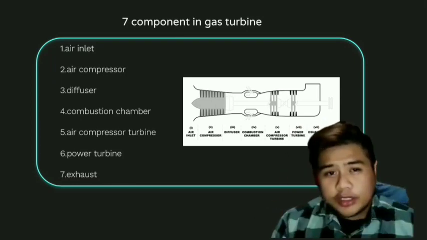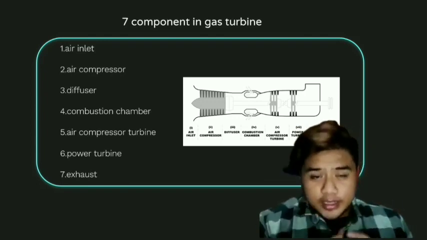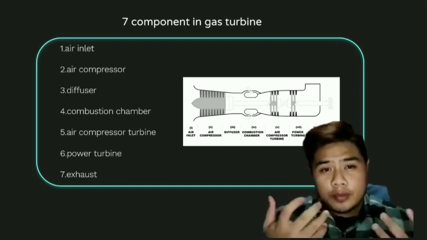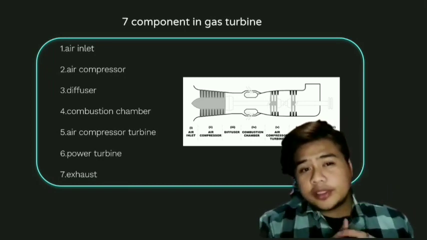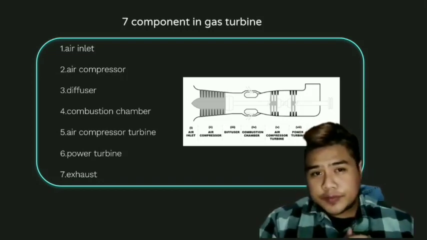Okay, today I want to talk about the components in a gas turbine. There are 7 important components you must know. The first is the air inlet, air compressor, diffuser, combustion chamber, air compressor turbine, power turbine, and the exhaust.